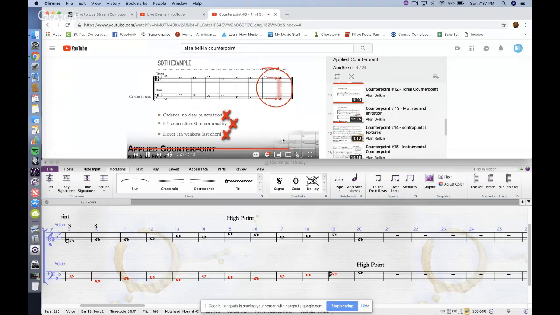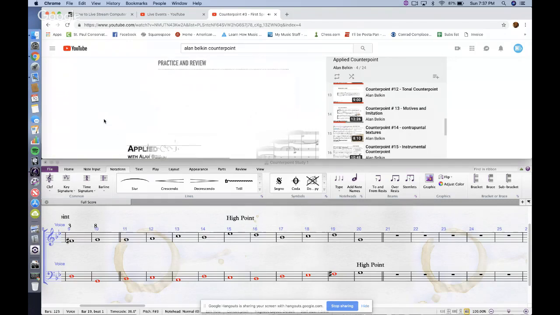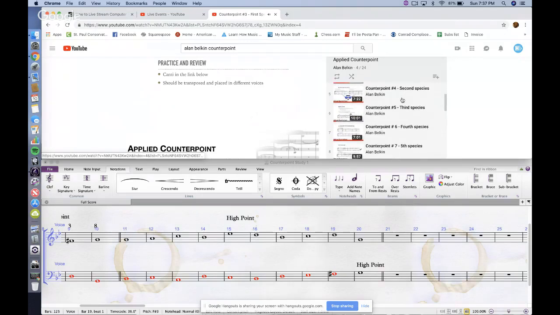Now it's time for the students to do some exercises. There's a PDF document with several canti available at the link below. The canti should often be transposed since different keys place the voices in different parts of their respective ranges. Remember, respect the vocal ranges, only octaves, fifths, thirds, and sixths between the voices for now.